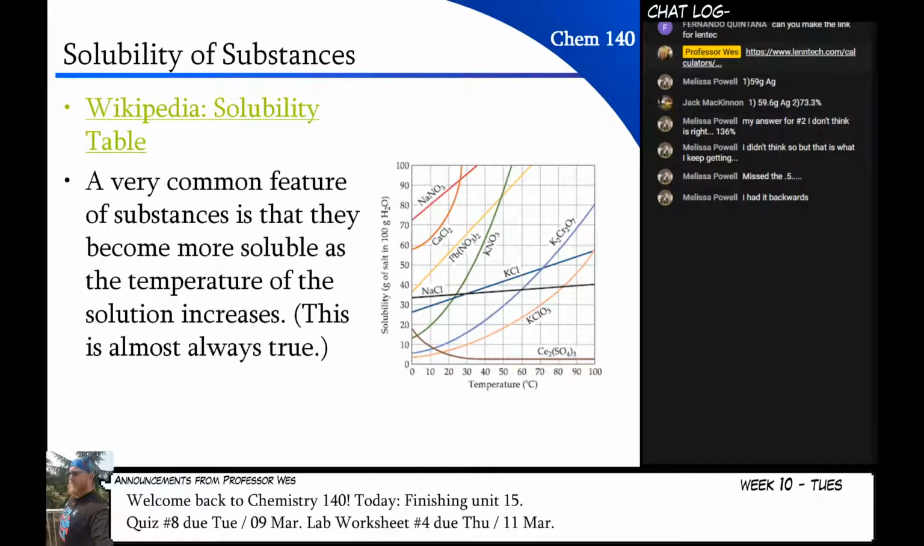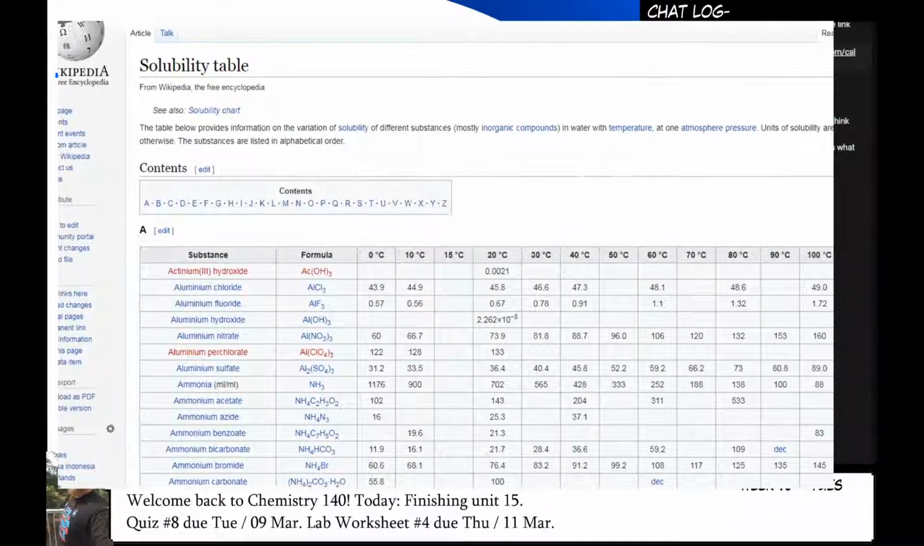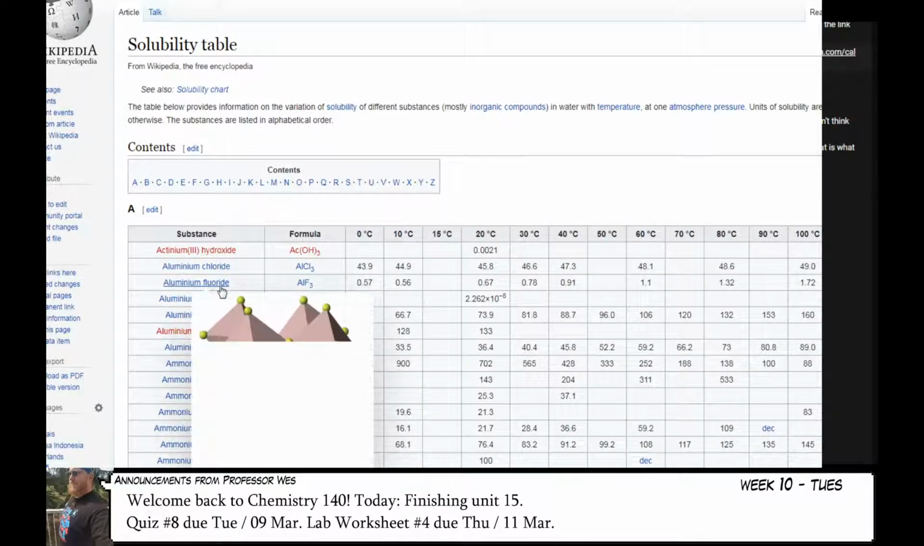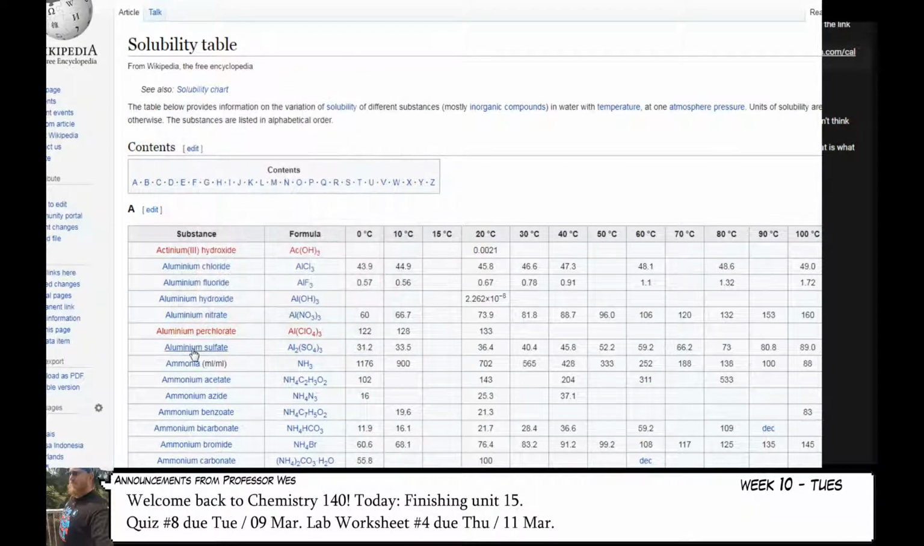And so let's just pop this on the screen here really quickly. This is the solubility table for various substances. And you can see this is just A. These are substances that start with the letter A. This is how many grams you can dissolve in 100 milliliters of water. So for aluminum fluoride, if I hover over them, you get pictures and crystal structures and stuff like that.